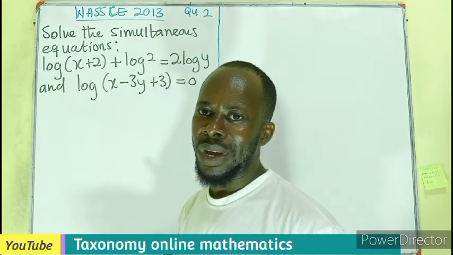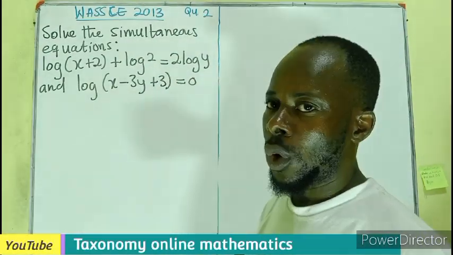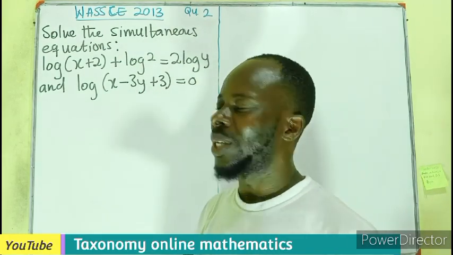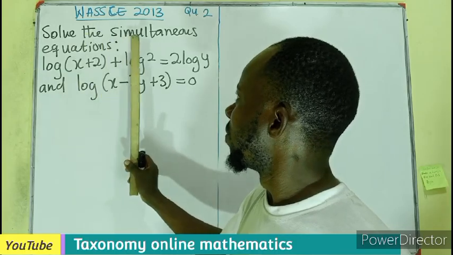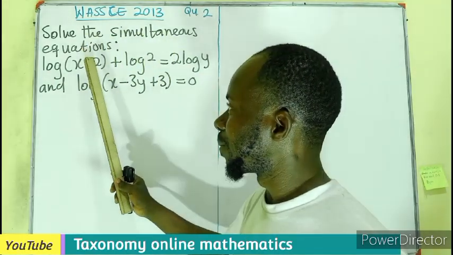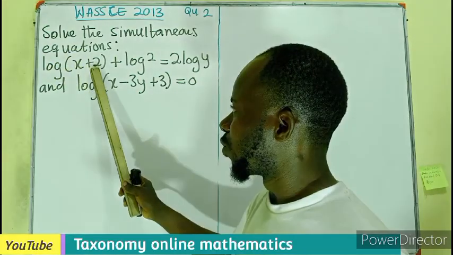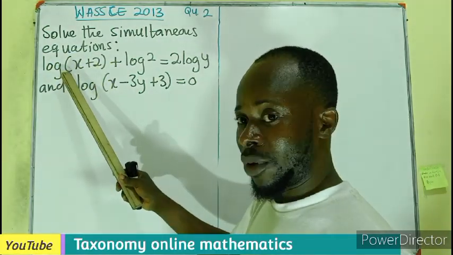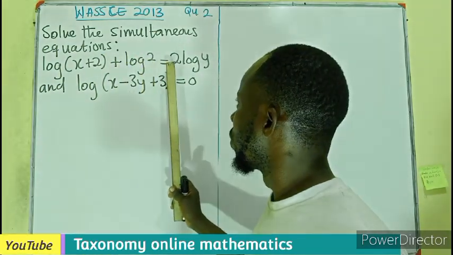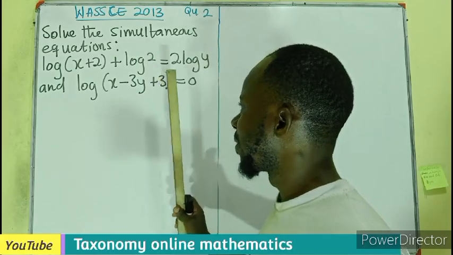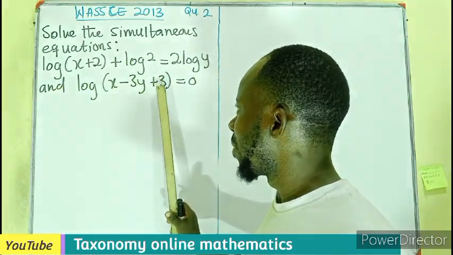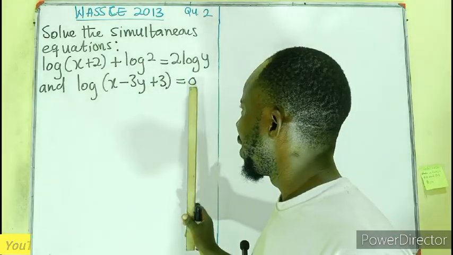WASSCE 2013, question number 2 on logarithm from Elective Mathematics question paper, section B. Solve the simultaneous equation: the log of x plus 2 base 10, obviously when the base is not written, it is base 10, plus the log of 2 equals 2 log y, that's the first one, and log of x minus 3y plus 3 as the argument equals 0.